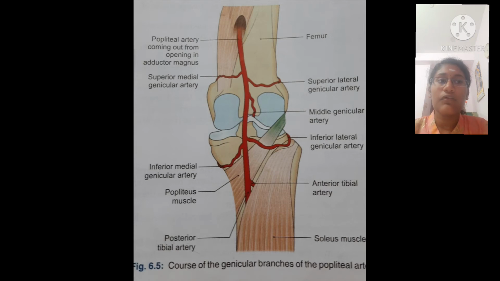genicular branch. The middle genicular branch pierces the oblique popliteal ligament of the knee joint and supplies the knee joint. The rest of the 4 superior and inferior genicular branches will wind around the condyle of the femur and the tibia respectively, and they will anastomose at the front of the knee joint. The superior genicular branches wind around the femur, and the inferior genicular branches wind around the tibia. They come to the front of the knee joint and anastomose there. So that is it about the branches of the popliteal artery.